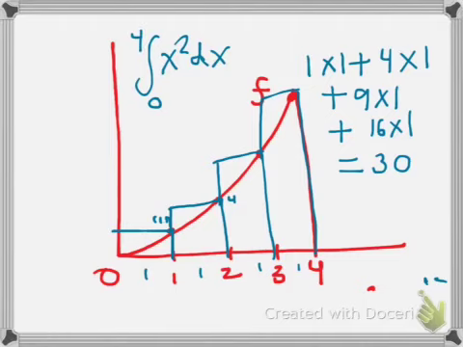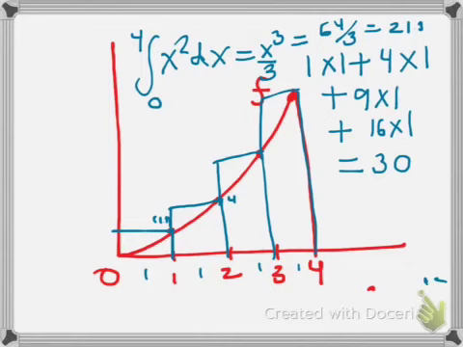The actual value of this, if I use my antiderivative, it's x cubed over 3, which is nothing but 4 cubed over 3, which is 64 over 3, and that's 21.3. So it's off. It's an overestimate. This one is an overestimate.